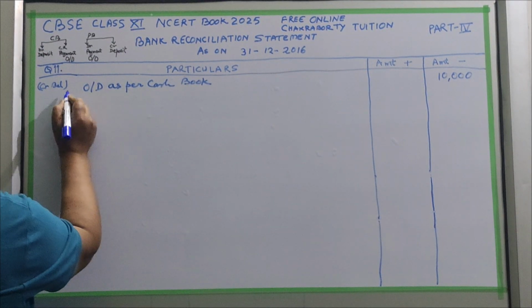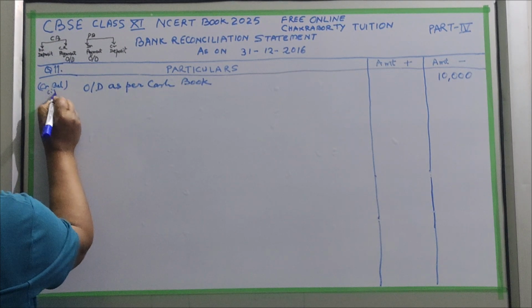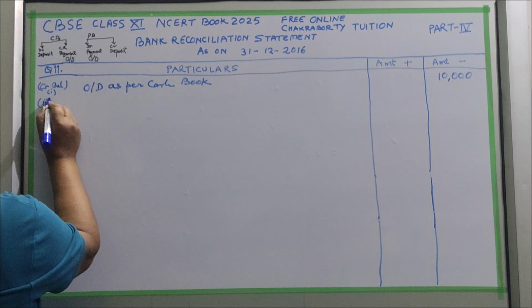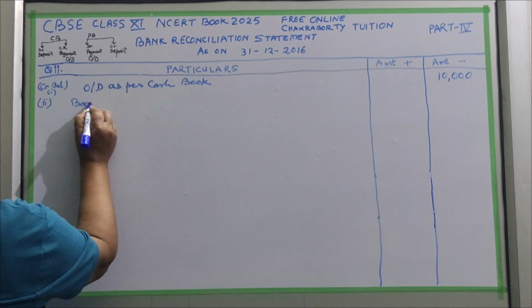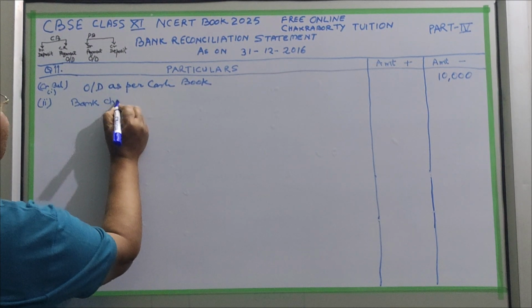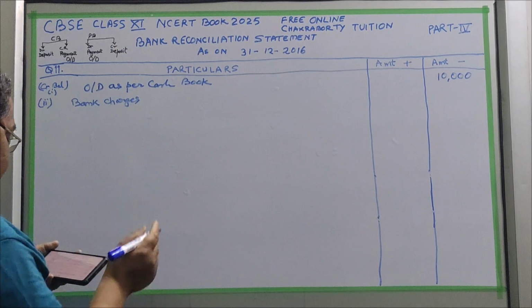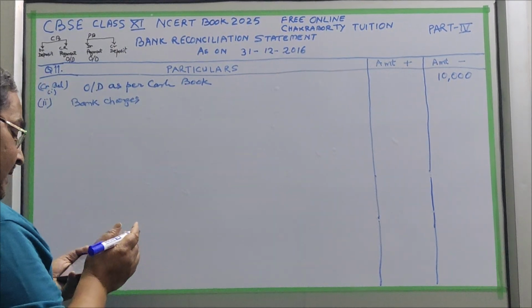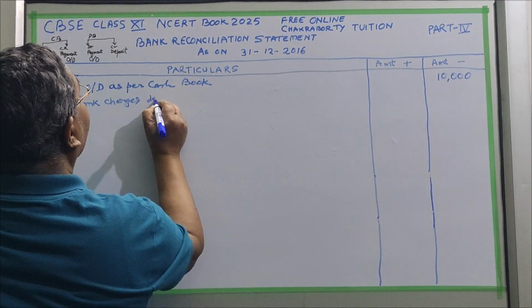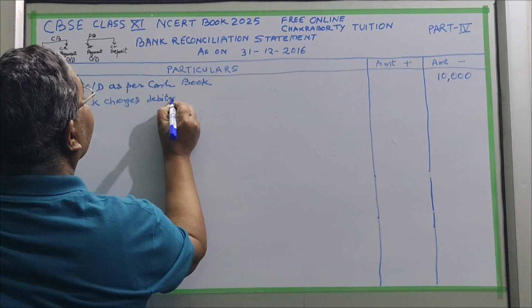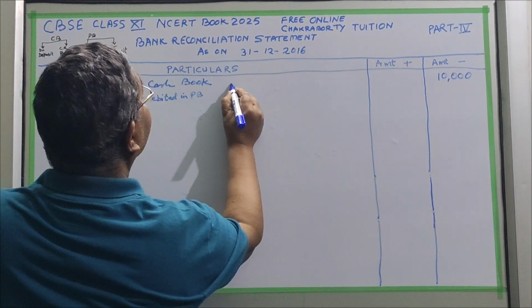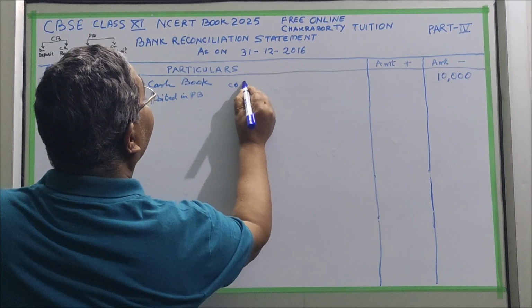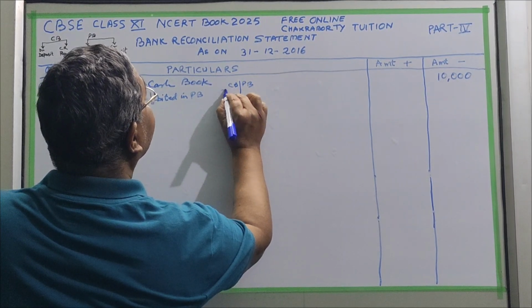So this was your first point. Now the second point: bank charges debited in the passbook. Debited in PB, passbook. What is the position in the cash book and passbook?